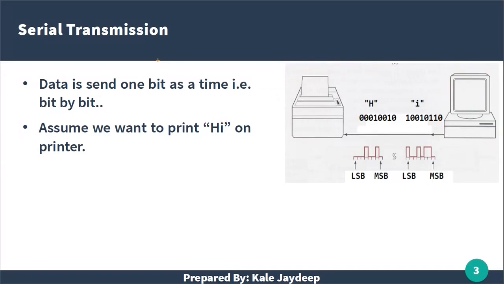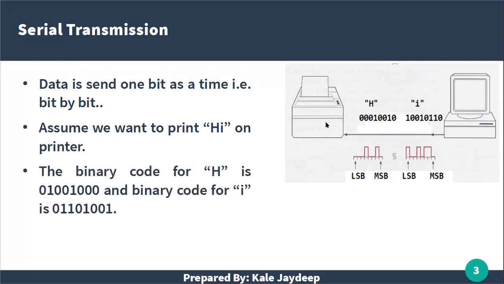As we are discussing an example of serial transmission, try to understand that there will be only a single wire. There will be only a single transmission line which will be responsible for transmitting all the bits. As you can see in this particular diagram, there is only one wire, and this wire is going to carry all the bits from the computer to the printer.